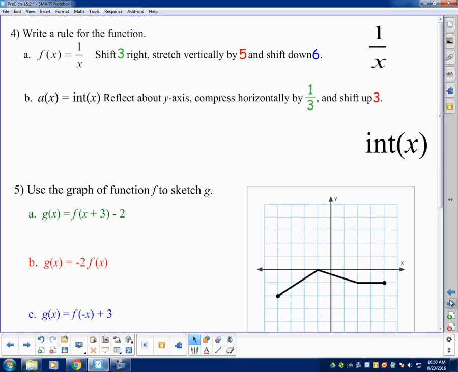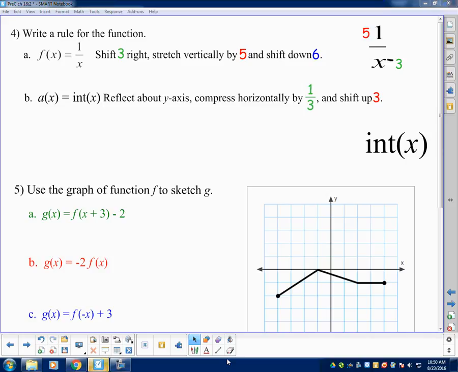So shifting 3 units right would mean replacing x with x minus 3. So we would take this 3, place it in here, and it says 3 units right, so we put a minus sign in there. So x minus 3. And then it says stretch vertically by 5. So stretching vertically by 5 is going to multiply this by 5.